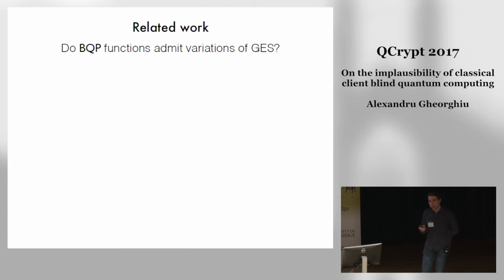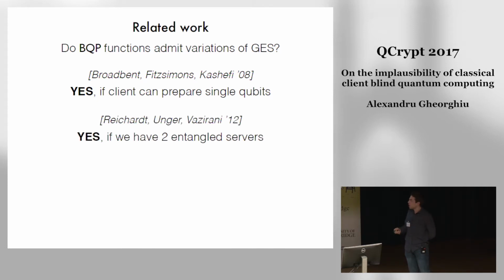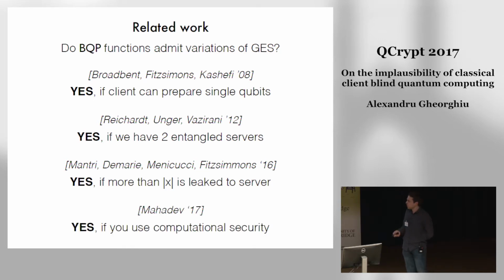So if we slightly change the generalized encryption scheme, we actually find a number of positive results. So for instance, if the client has the ability to prepare single qubits, then it is possible to delegate BQP functions and have all of the other properties. On the other hand, for a classical client, if she's interacting with two entangled servers, then again it is possible to do all of that. Or if a classical client with one server but is leaking more than the size of the input, then again it seems possible to do that. And a very recent result shows that if you have computational security instead of information theoretic security, then again it becomes possible to do those things.